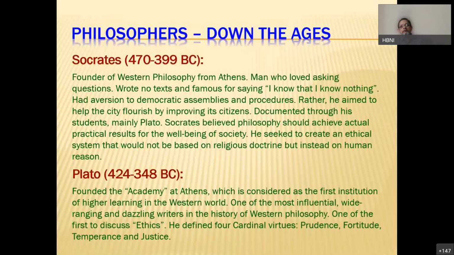Okay, so he was also one of the first to discuss ethics and ethical issues. And then he was also the first to found what are called the virtues, or what he called the four cardinal virtues. He founded ethics on these virtues, which he called prudence, fortitude, temperance, and justice. So probably he was one of the first persons who thought about and categorized ethical issues in different ways. Okay. So this was Plato.